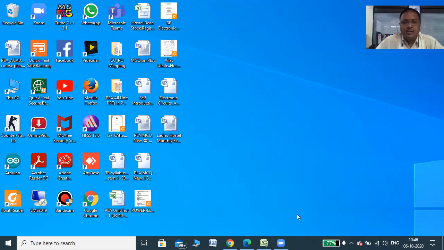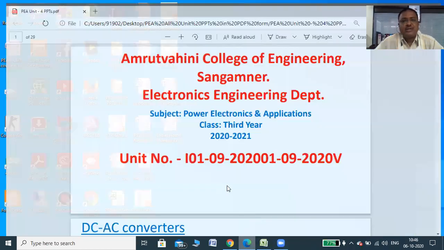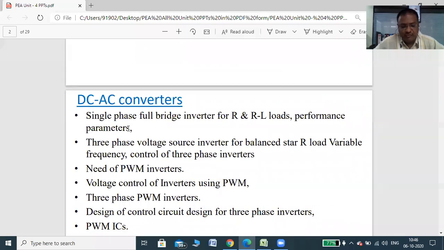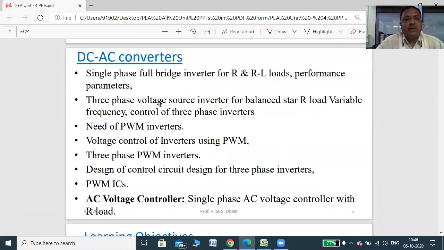Okay. So in the last lecture, we started this unit number 4, that is DC to AC converter. The introduction of this particular unit is over in the last lecture. So today we will see the detailed classification of inverters. DC to AC converters, what is the need of this inverter, we have seen in the last lecture.